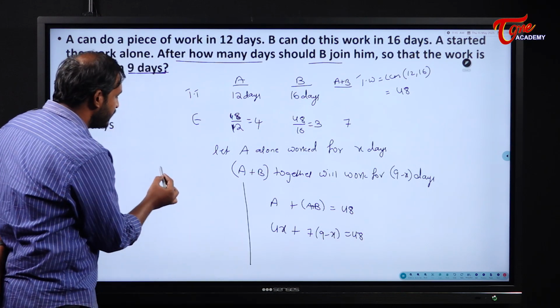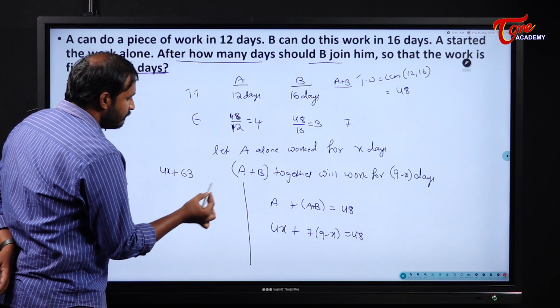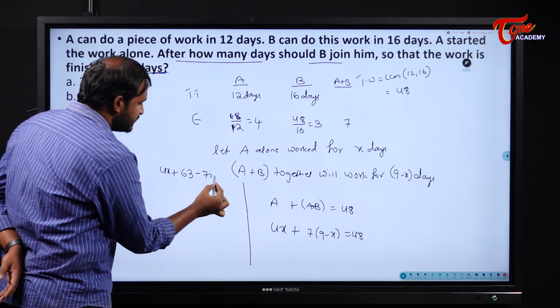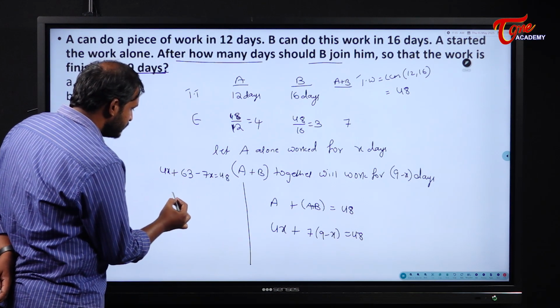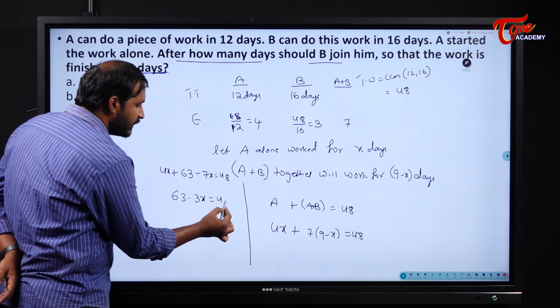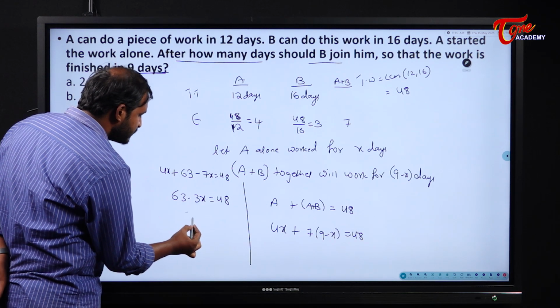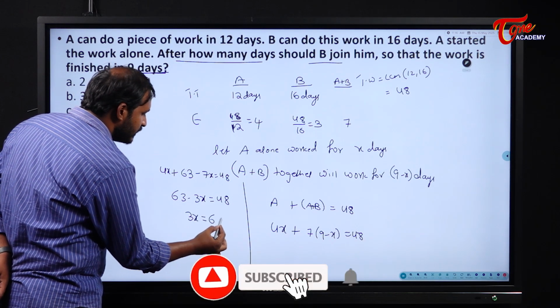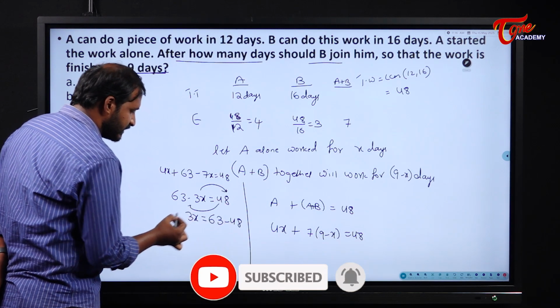Now solve it. What will you get here? 4x plus 7 9s are 63 minus 7x, that is equal to 48. So now what happens to this? 63 minus 3x is equal to 48. Now what happens to 3x? 3x is equal to 63 minus 48. I am sending 3x to this side and 48 to this side.